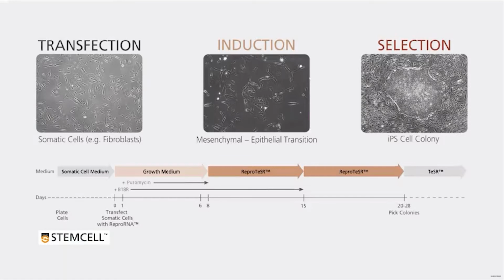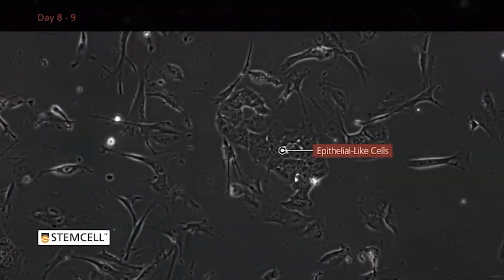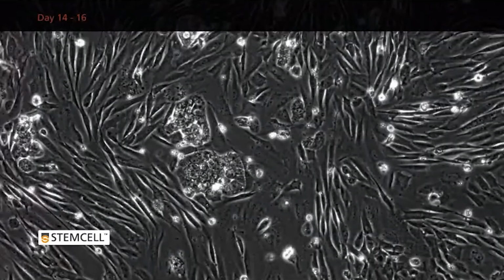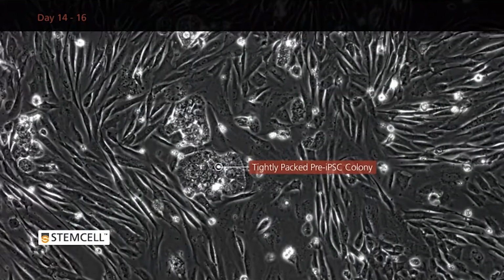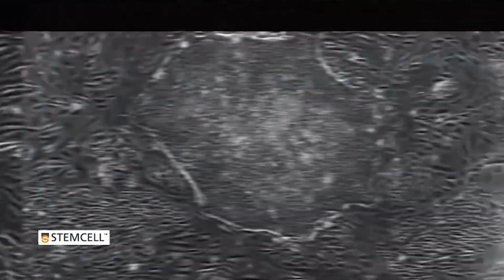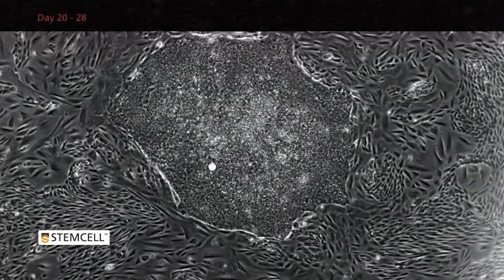When reprogramming fibroblasts, the cells will change shape, appearing more rounded as the mesenchymal to epithelial transition occurs. Around day 8 to 9, small epithelial-like cells will begin to appear. Around day 14 to 16, these cells will have developed into small clusters of tightly packed pre-iPS cell colonies. And by 3 to 4 weeks, large colonies with ES cell-like morphology will be present.